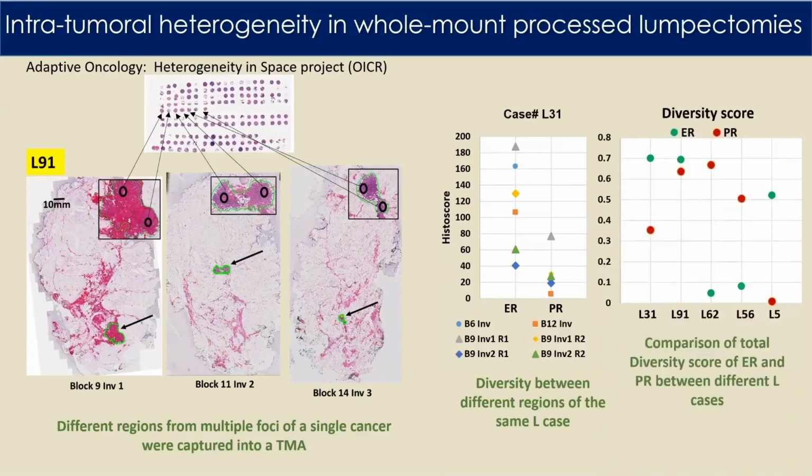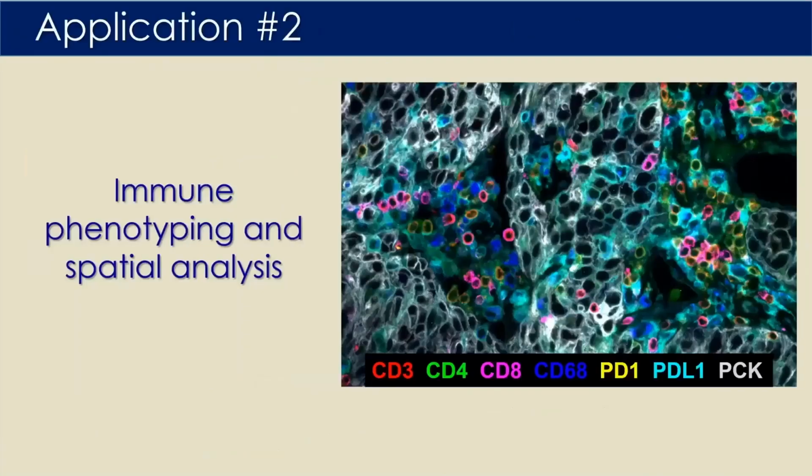When all the cores were taken into calculation for a diversity score based on entropy, we found some lumpectomies show high levels for ER and/or PR, suggesting higher levels of intratumoral heterogeneity in some cases compared to others. So now we can talk about immune phenotyping and spatial analysis that we looked at in this field.